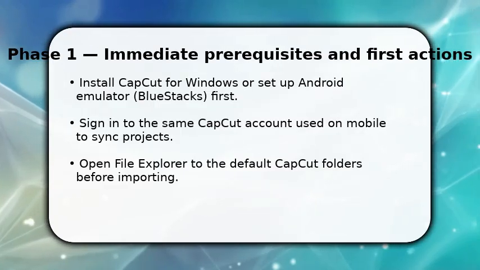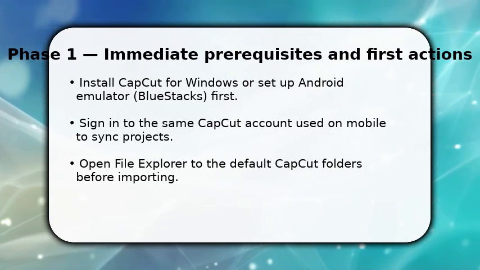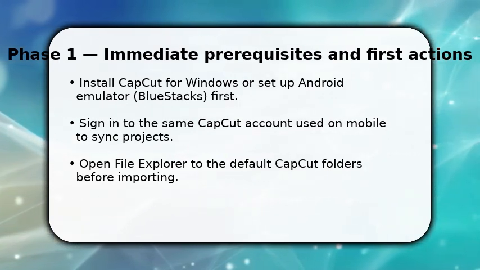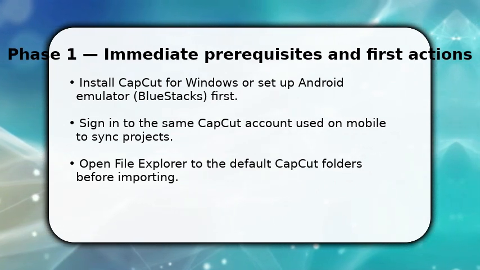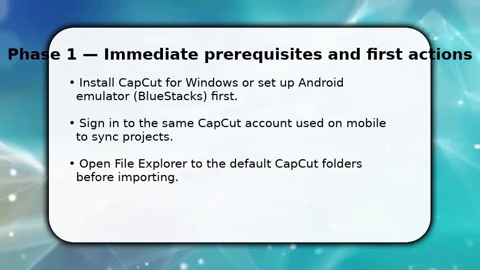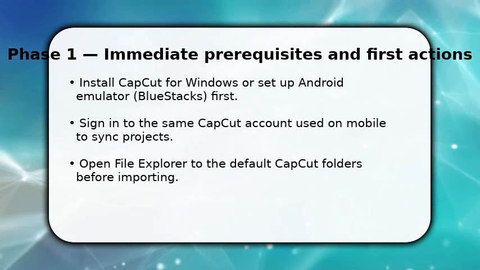You start by launching CapCut or your Android emulator. Sign in to the same account you used on mobile so cloud projects appear. Once signed in, make sure CapCut has storage permissions. That enables local export and imports.